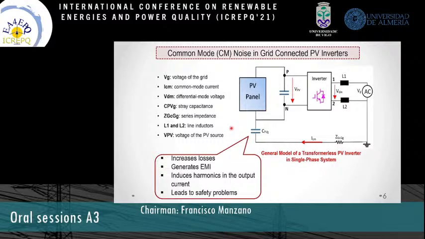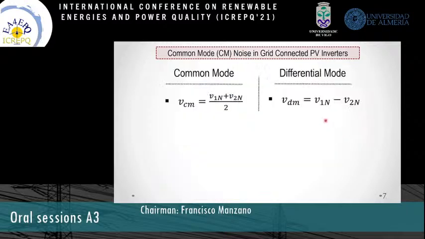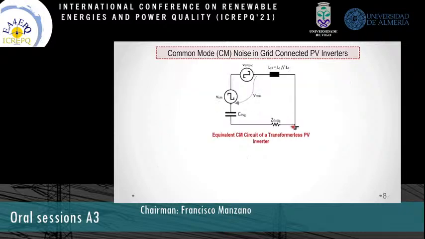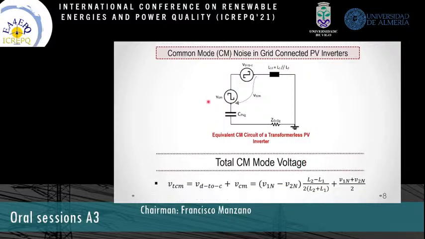The differential mode voltage represents the voltage across the output terminals of the inverter, and it's characterized by the following equation. Now, based on the differential mode voltage, we can derive the additional common mode voltage. Consequently, in the equivalent common mode circuit, the total common mode voltage is obtained by adding these two voltages. This total common mode voltage must be constant without variation in order to suppress the leakage current. Therefore, researchers were encouraged to promote helpful transformer-less inverter topology to achieve this goal.